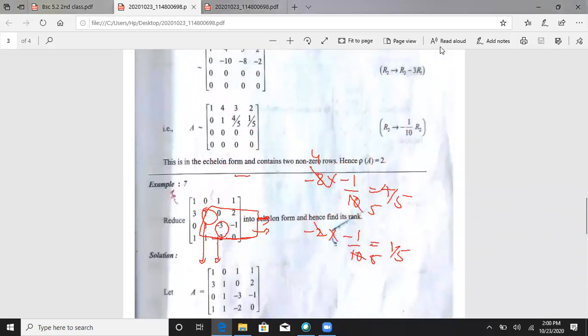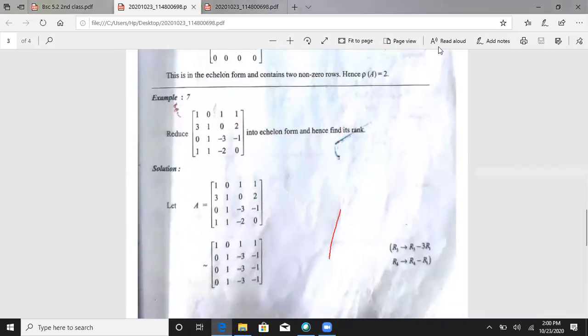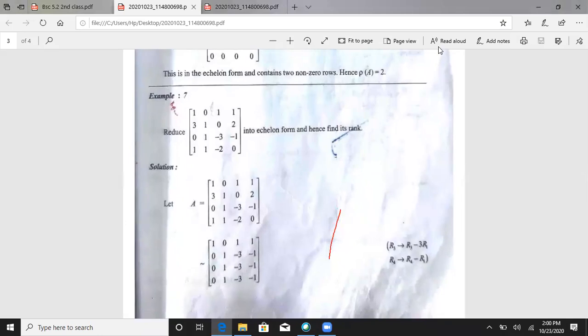See here. This is 1 0 1 0, 3 1 0 2, 0 1 minus 3 minus 1, 1 1 1 minus 2 0, reduce to echelon form and hence find its rank. Means you first reduce the rows using row operations and find the echelon form. Here I will give some hints.